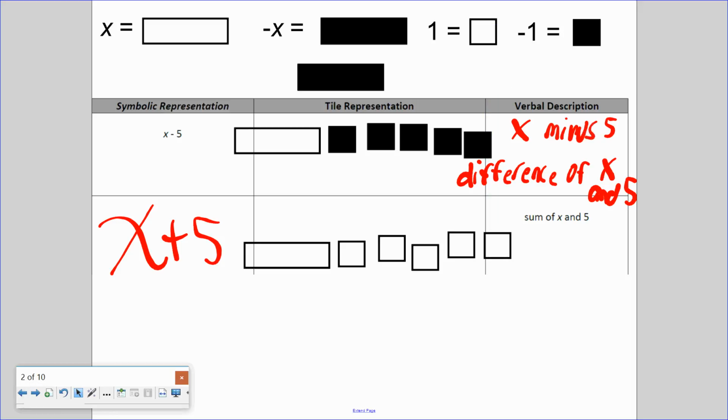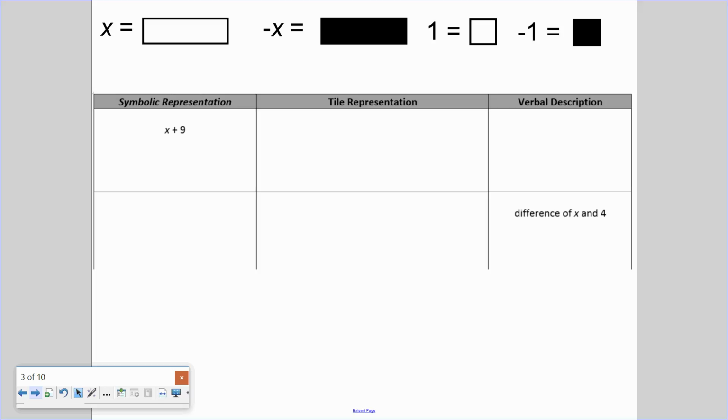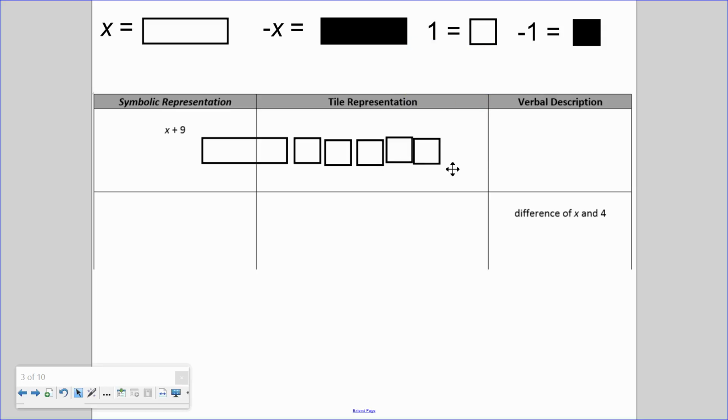Let's look at another example. X plus 9. So let's represent this with tile representation. We have X and 9 positive, plus 1, plus 2, plus 3, plus 4, plus 5, plus 6, plus 7, plus 8, and plus 9. What is the verbal description? You can say X plus 9.